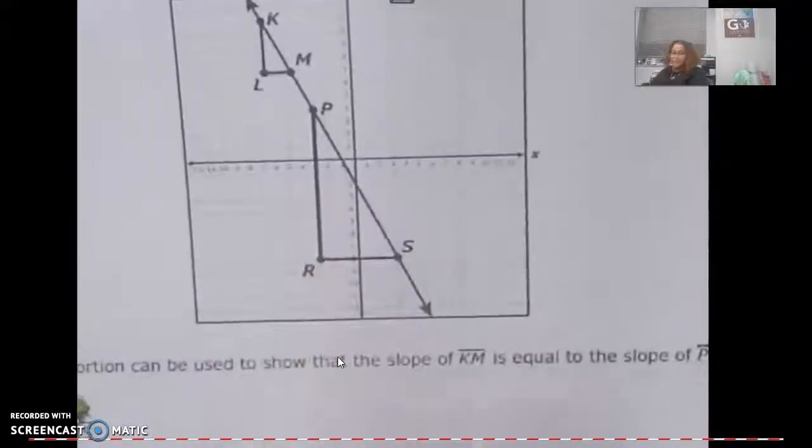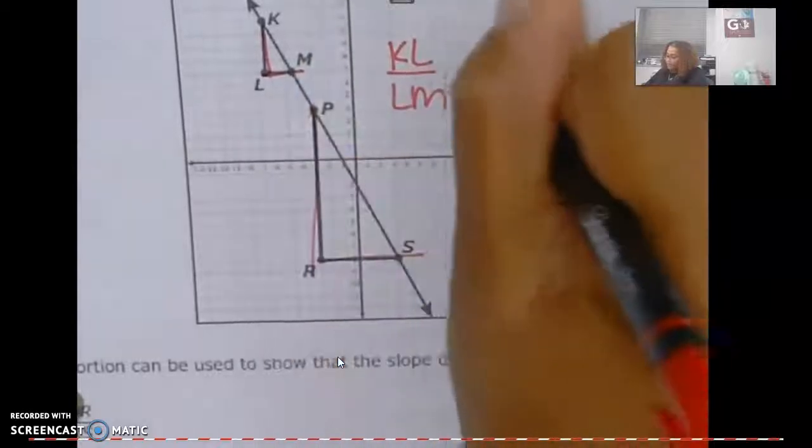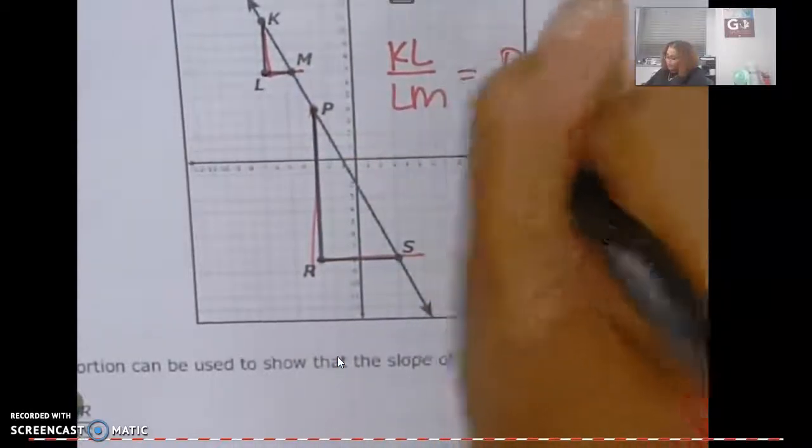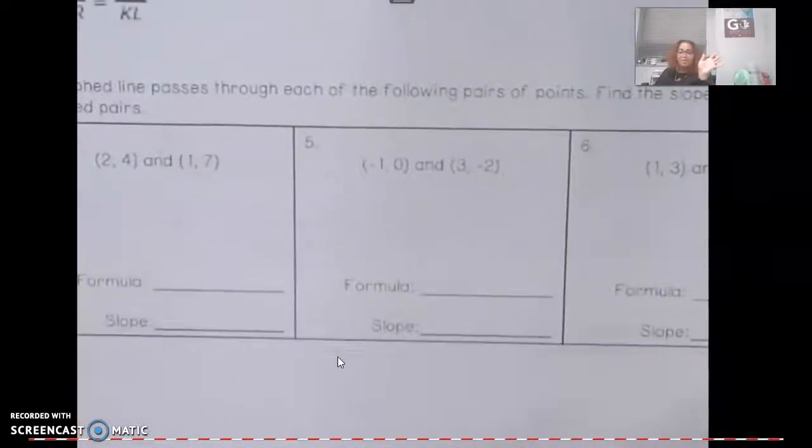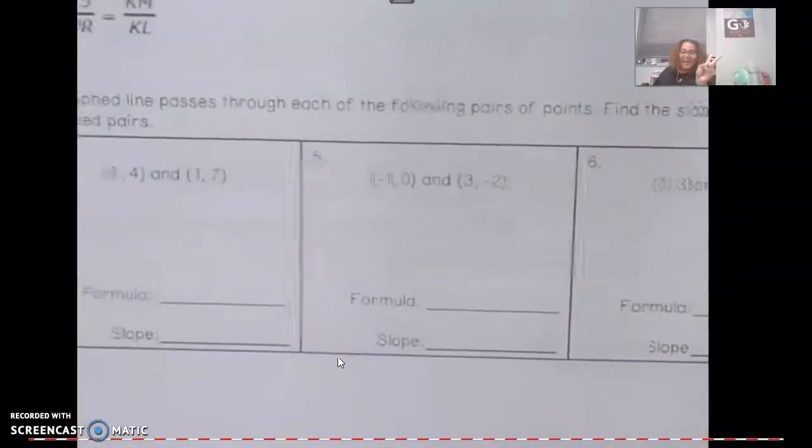We should have done this in class. Rise over run, KL over LM, and rise over run equals PR over RS. And these are also more slope questions. Sorry I had to rush, only got 15 minutes. Good luck, bye.